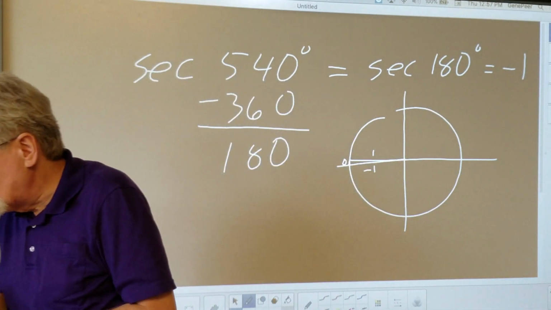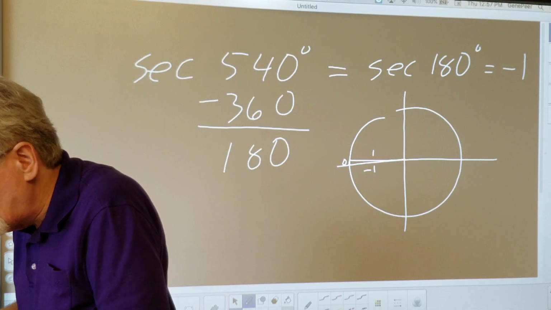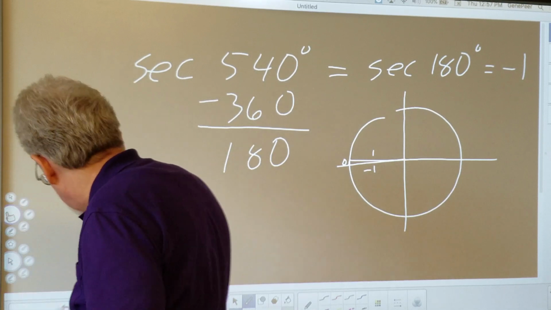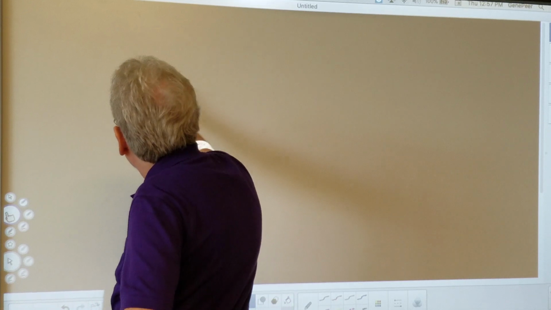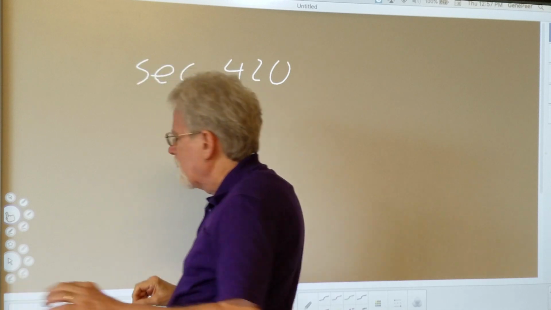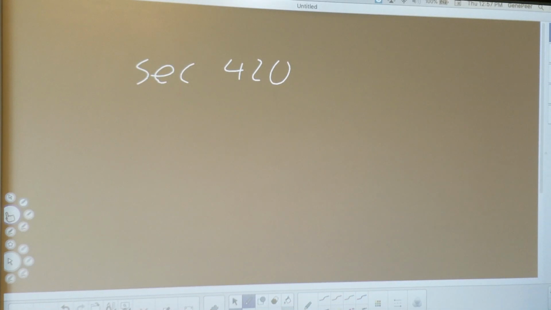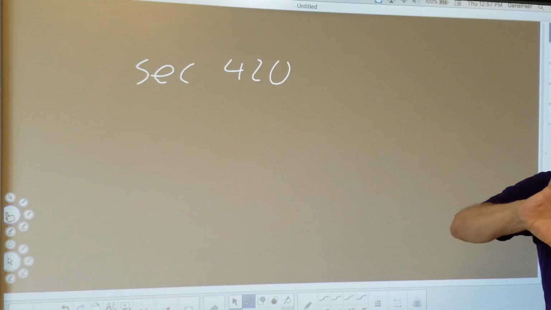And we go on to number 18. Wow, we're flying through these. Number 18 says, secant of 420. Again, to find the cotangent and the secant and the cosecant, do sine, cosine, and tangent first and do their reciprocals.